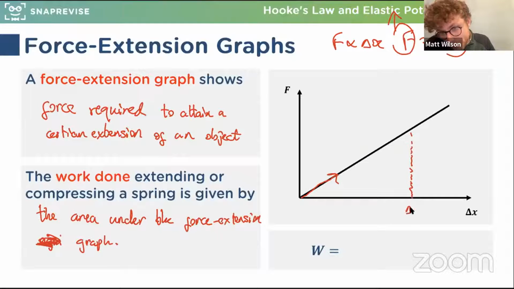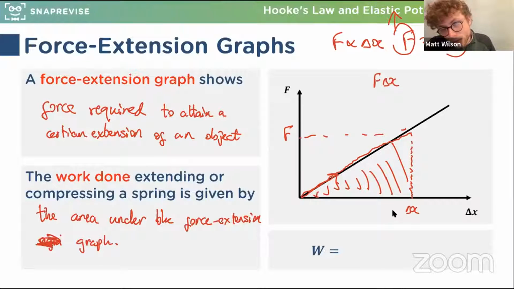If this point here is my delta X and I want to know what the work done was, I can't just take the force and multiply it by the distance because the force was varying as I changed the distance. So instead, I have to calculate the area under the graph. If this height here is the force I finished on, then what I'm being asked to calculate is the area of this triangle. This triangle has a height F and a base delta X. The area of the triangle, in other words the work done, should be a half times the base times the height. So it's a half F delta X. That's what we have here.